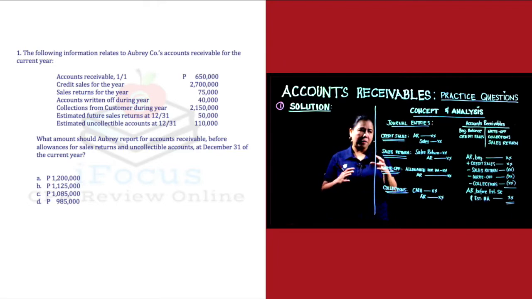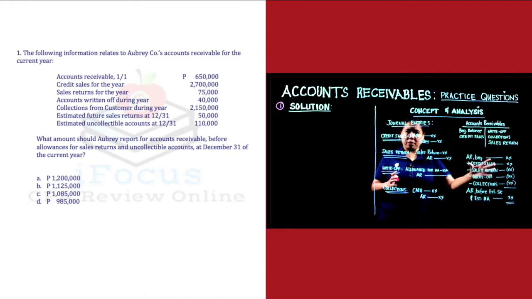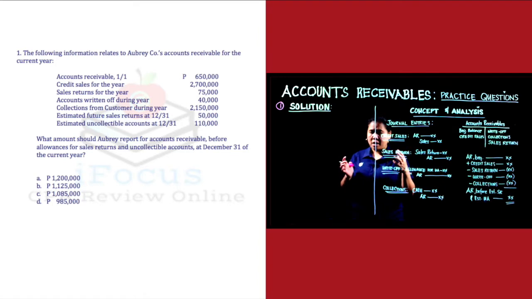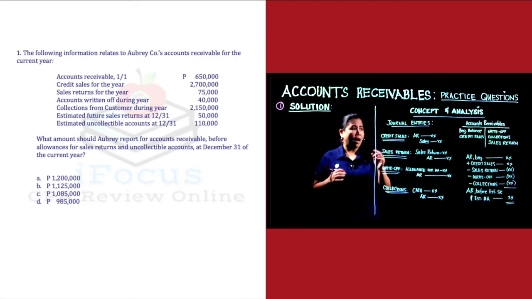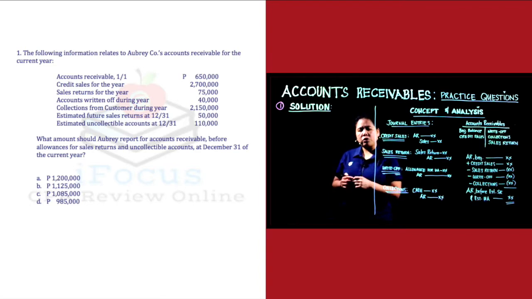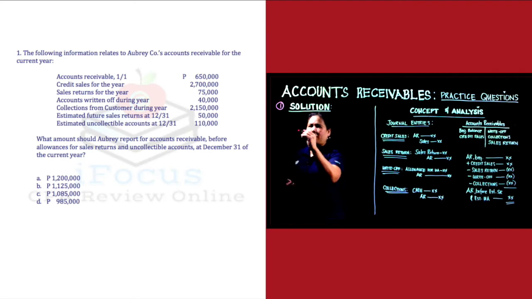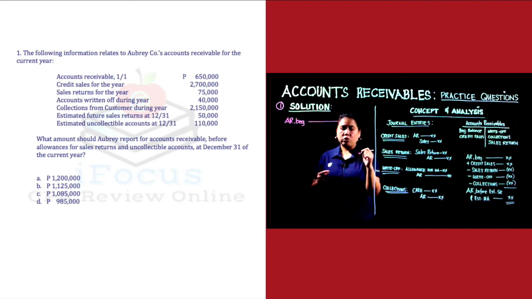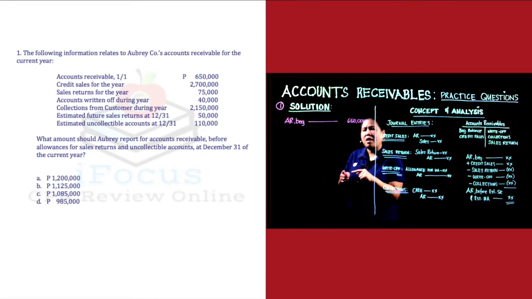So kung mas sanay ka naman sa ganitong pag-solve ng problems, then kunin mo sa ganito. Then dito naman ang mga journal entries natin kung saan may effect ito sa ating accounts receivable. The following information relates to Aubrey Company's accounts receivable for the current year. Accounts receivable January 1st is our beginning balance ng ating accounts receivable account. Alright? So, kasama yan sa ating solutions. Amounting to 650,000.